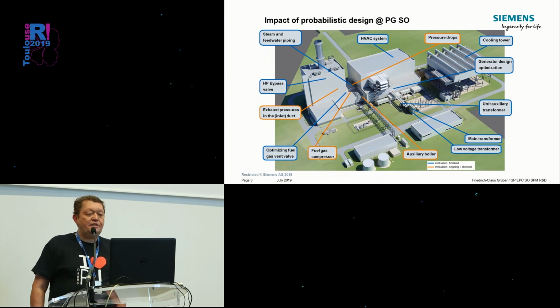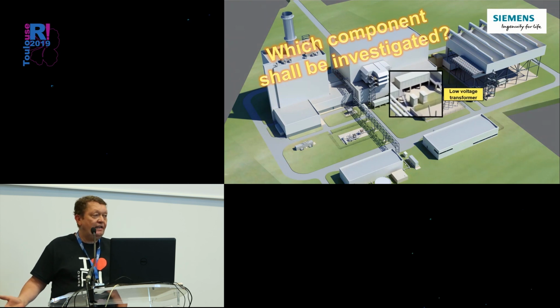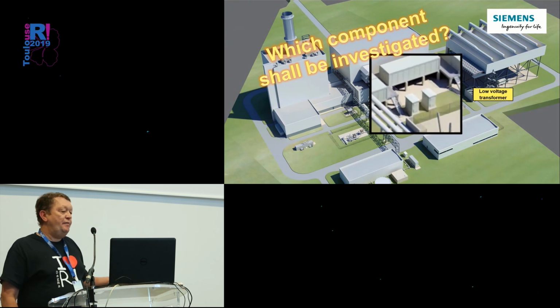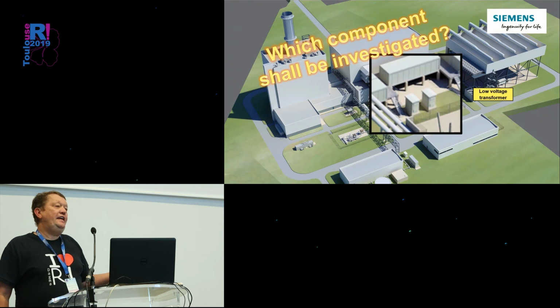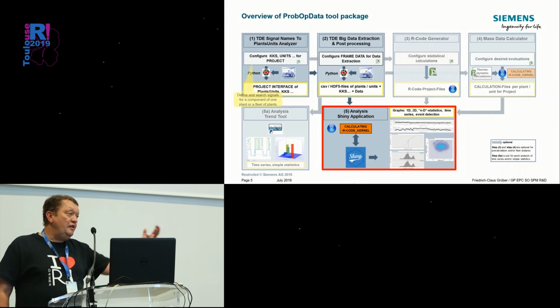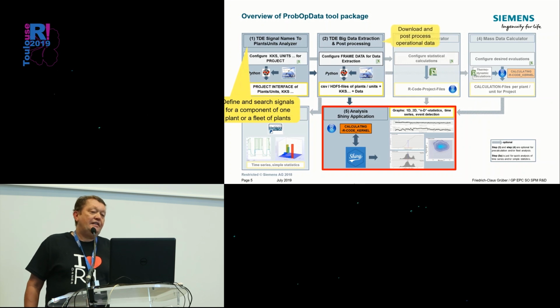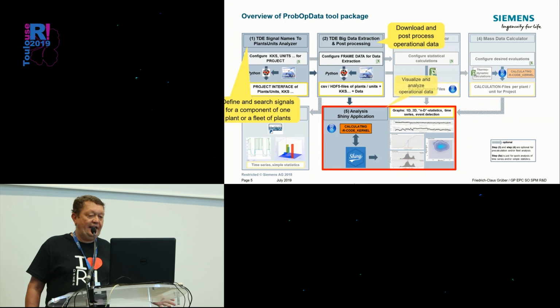Sometimes they start with a low voltage transformer, and the first thing they get is a number of signals. If you have a number of signals, maybe 20 signals, the first thing you want to do is find out which plants match these signals. So you pull the fleet to the matching signals. That's the first step. Then you have to do a lot of post-processing and cleaning with the operational data.